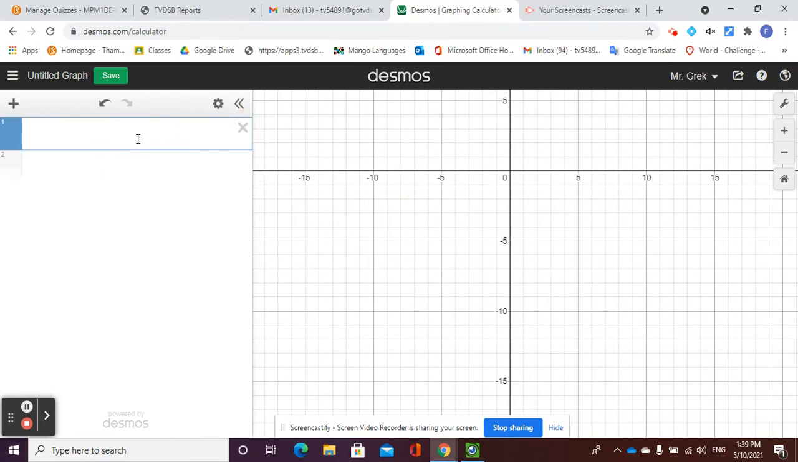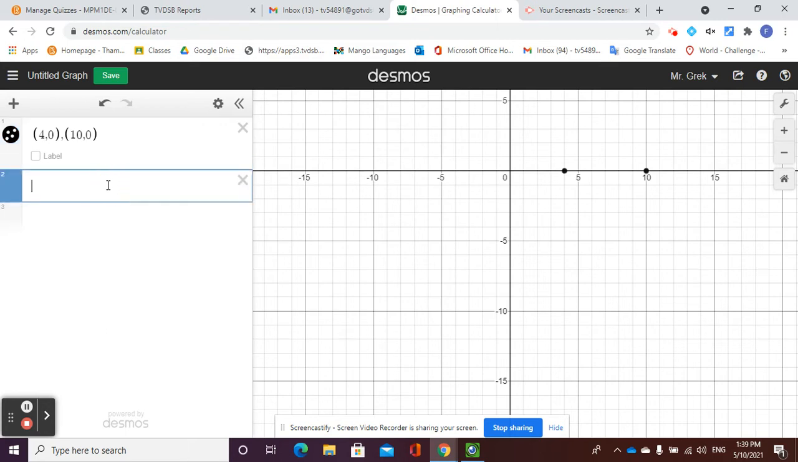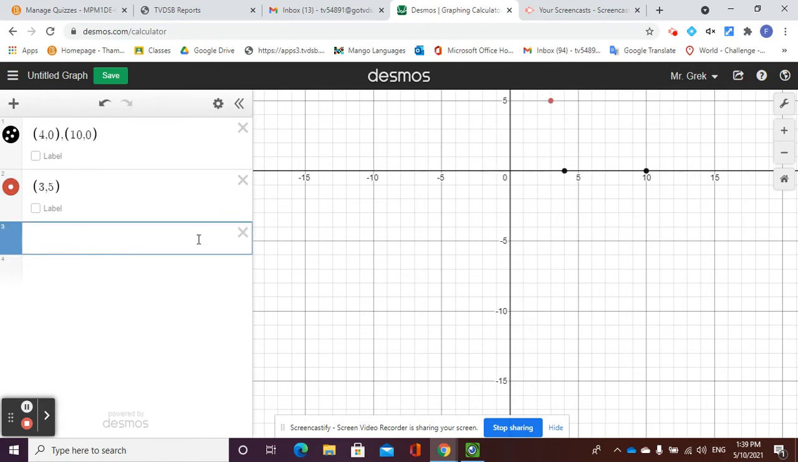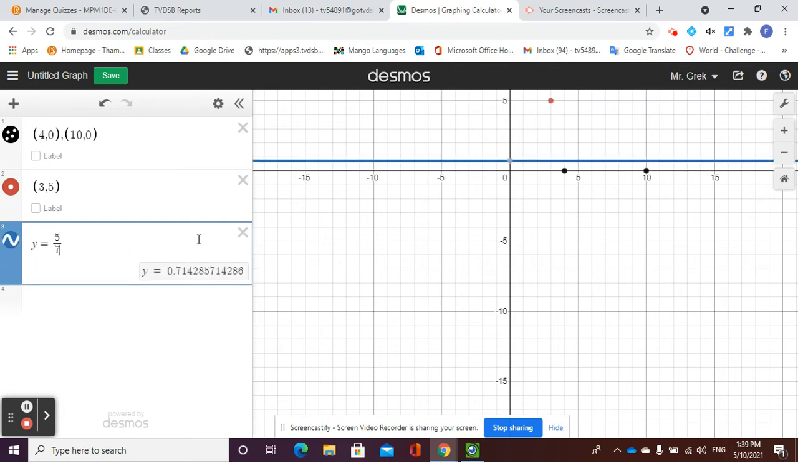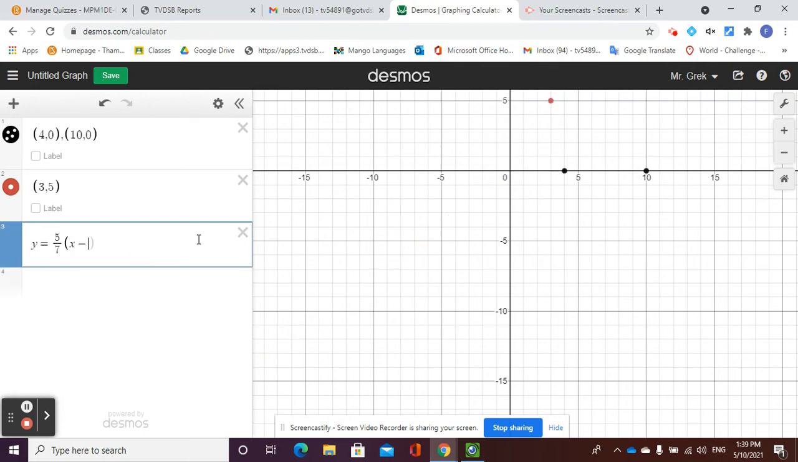The information that we were given is that we had two zeros, two x-intercepts at 4 and 10. And then we knew that it also went through some other point, 3, 5. So this was the equation that we were trying to find, the parabola that goes through these 3 points. And algebraically, this is what we came up with. We had x minus 4, x minus 10. And sure enough, it's got those two x-intercepts at 4 and 10, and it goes through that extra point.